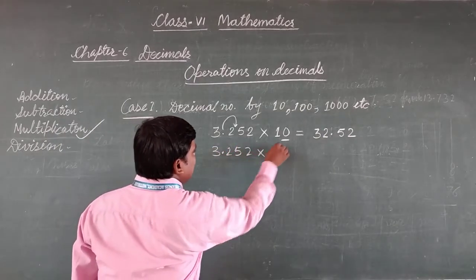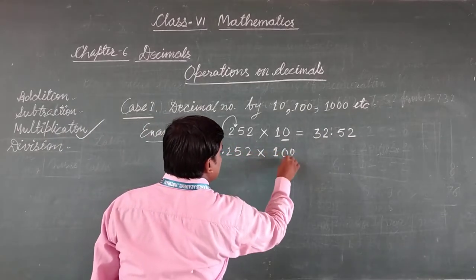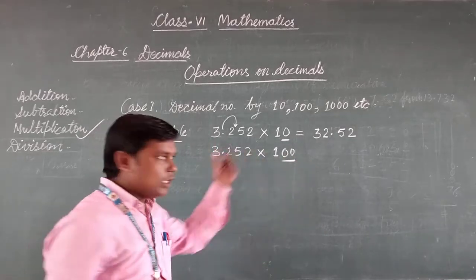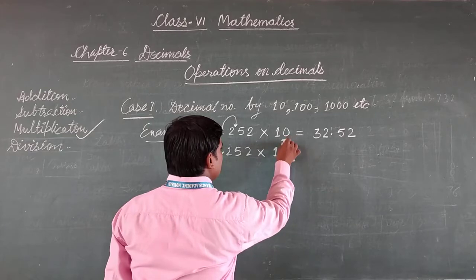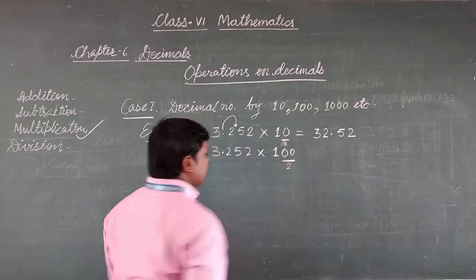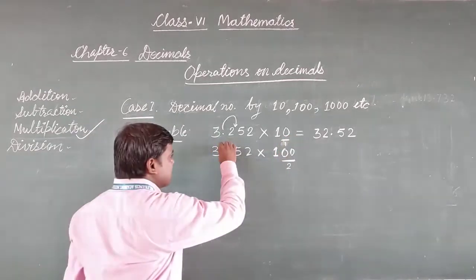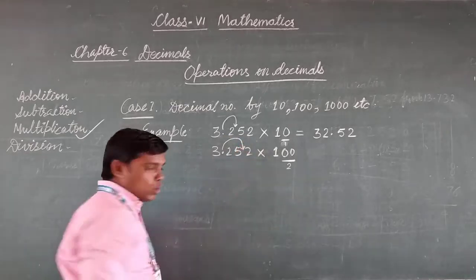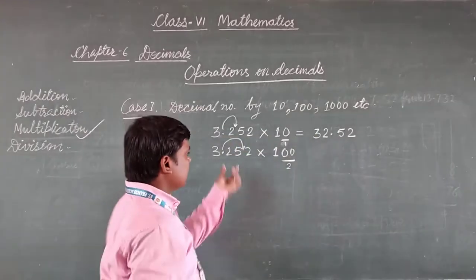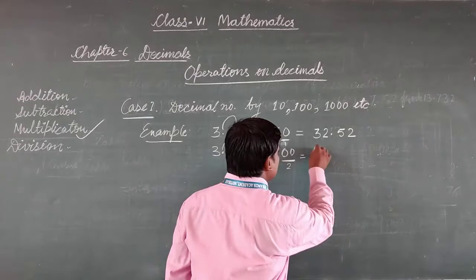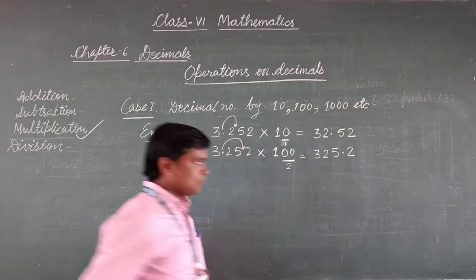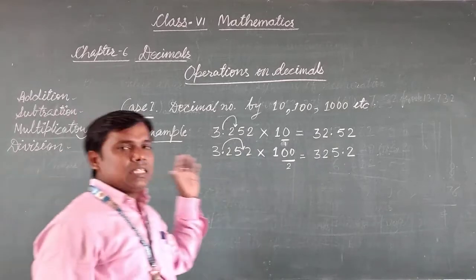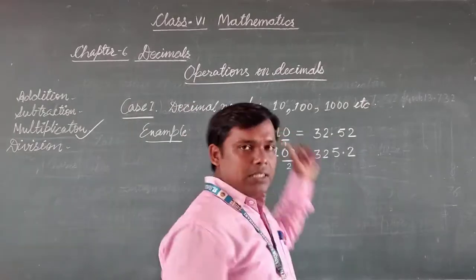Suppose you have to multiply 3.252 by 100. In this case, number of zeros is 2. Here number of zeros is 1, here number of zeros is 2. Then we will shift the decimal place 2 digits right. So we will get the product 325.2. Similarly, you can multiply when such numbers are given to you.